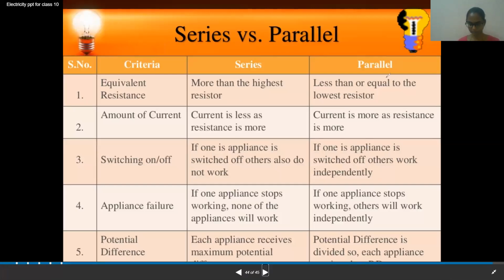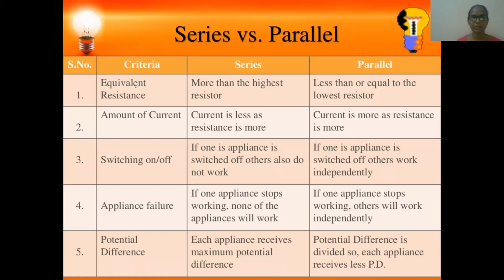First criterion, equivalent resistance. The equivalent resistance will be more than the highest resistance here. Suppose in the circuit we have 2, 3, 4 resistors. In case of series, the equivalent resistance, what we call RS, will be greater than the 4. Why? Let us take some example. If we connect, okay, let us take 2 and connect in series. So we are going to add R1 plus R2, like this, we are going to add 1 and 2.